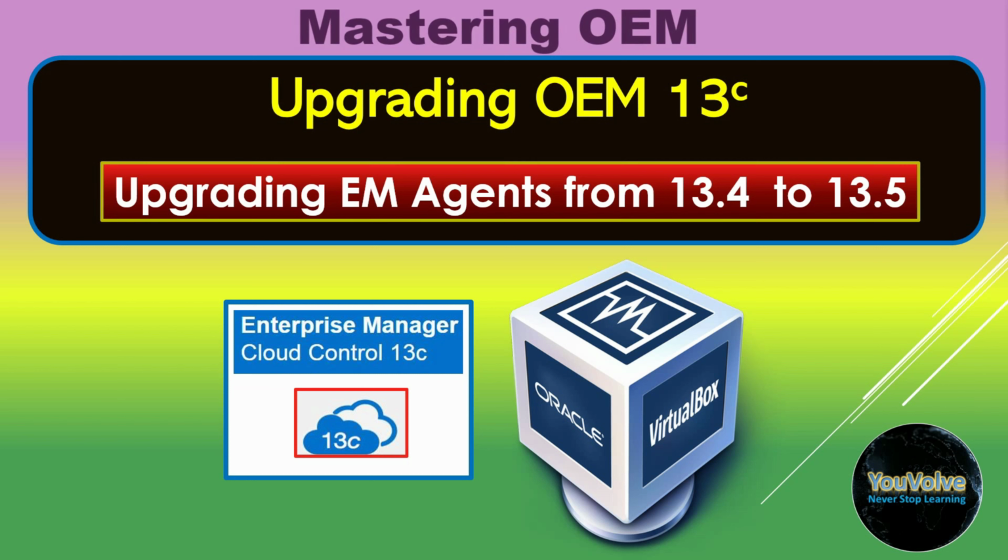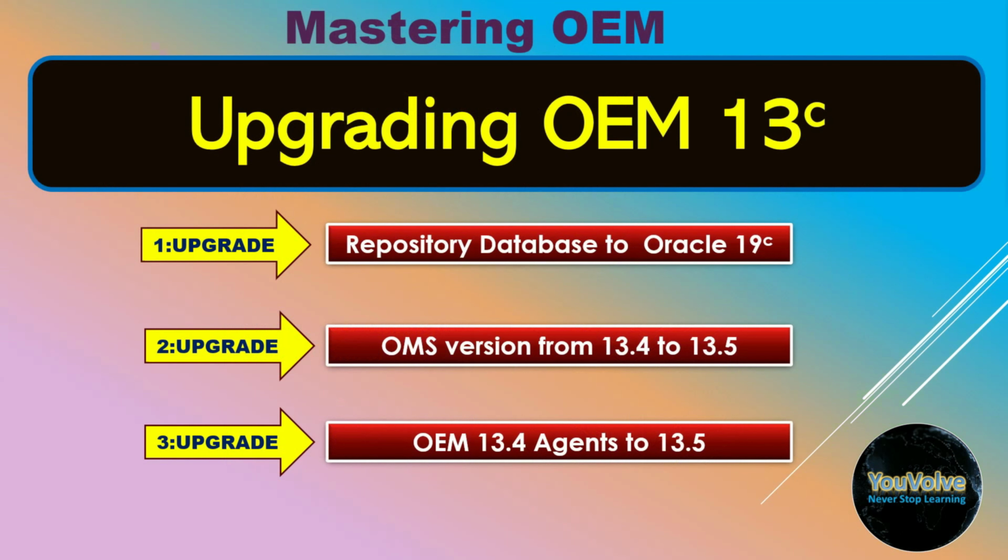This tutorial is the last one in this series, where we will upgrade the EM agents from release 13.4 to 13.5 on an Oracle Linux platform. Please note that the same procedure will be applicable in the case of 13.3 agents also. On our upgrade path, we already completed the upgrade of the repository database to Oracle RDBMS version 19.3, and in the second part we upgraded the OMS from 13.4 to 13.5. In this tutorial we will perform the upgrade of the EM agents from 13.4 to 13.5.